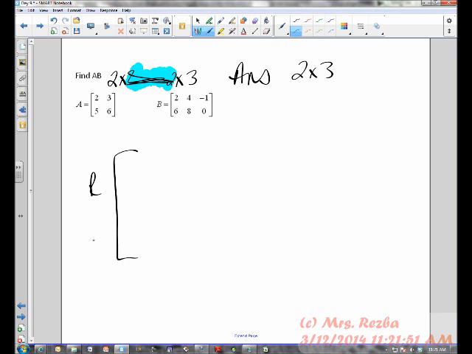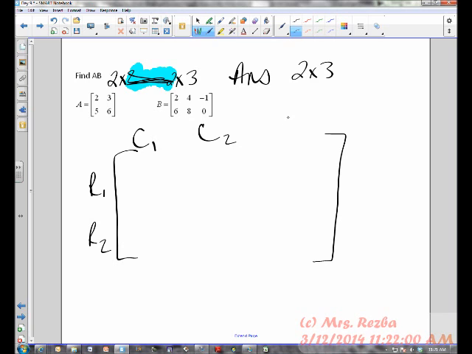We're going to have row 1, row 2, and we're going to need 3 columns. Column 1, column 2, and column 3. Remember, our rows come from the first matrix, and our columns come from the second matrix. So I'm going to go ahead and color code these guys. This is going to be my red. This is going to be my green. And then in crayon, this is going to be my green crayon. This is going to be my blue crayon. This is going to be my purple one. Okay? So we have everything color coded.